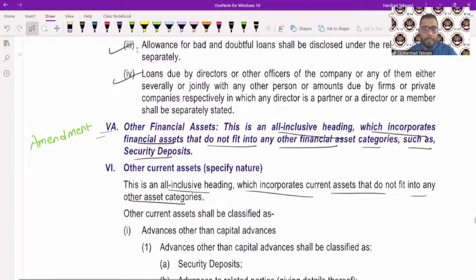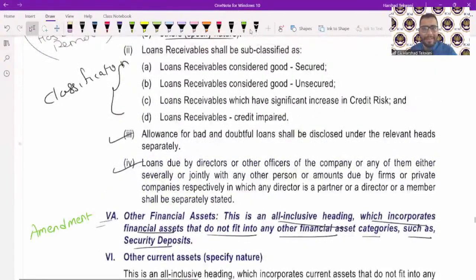So this was pretty much the asset side that we just saw, current and non-current both. Any doubt till now? Any doubt?